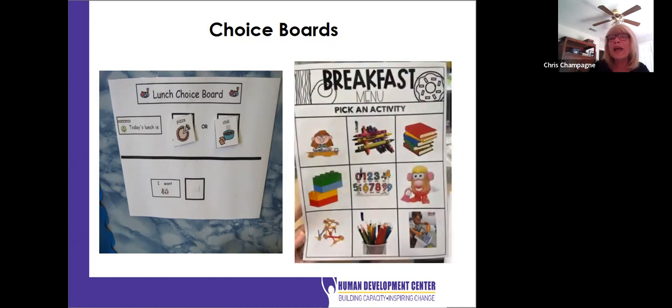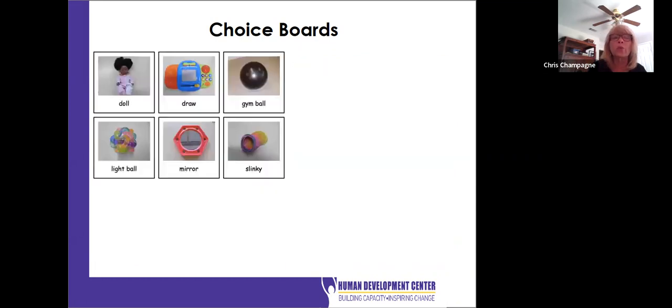This would be an activity menu that might happen early in the morning, and they could pick the activity that they want to go to. So all kinds of places for choice in the day. And again, the next Lunch and Learn is going to talk more about that.